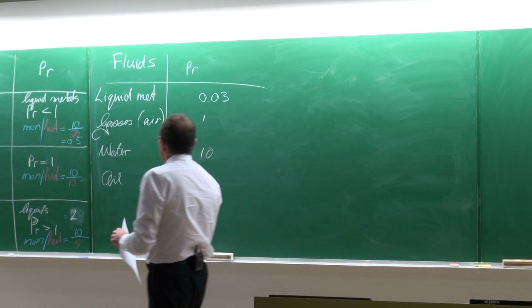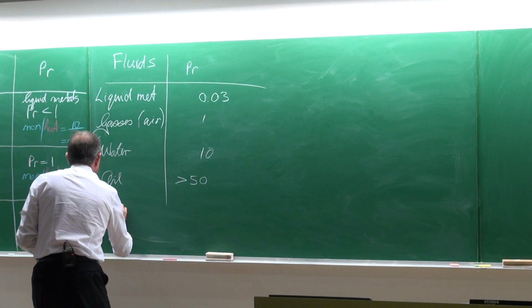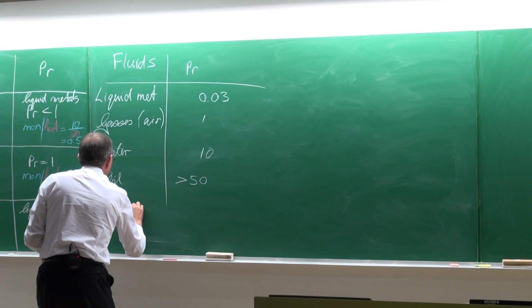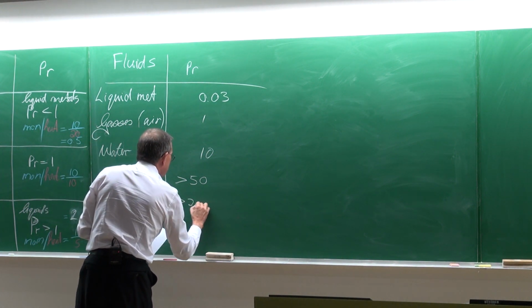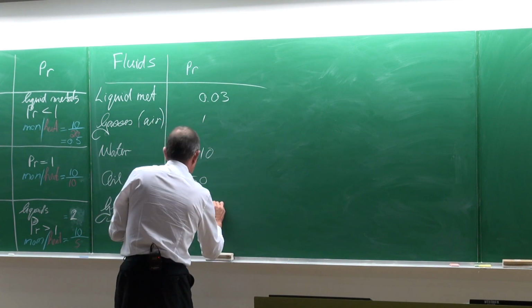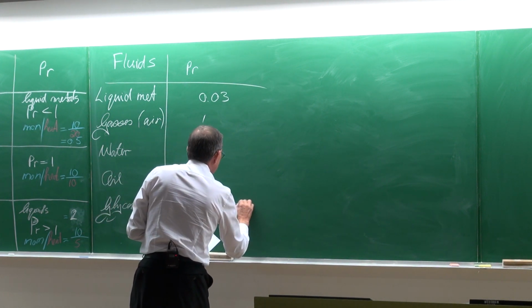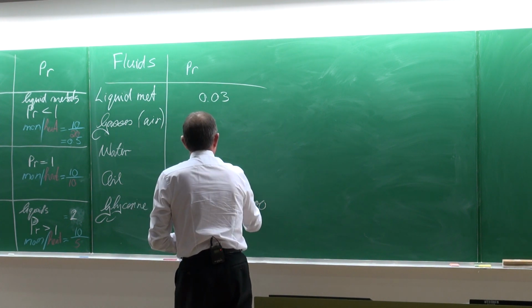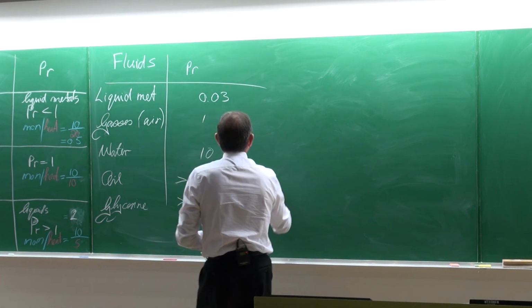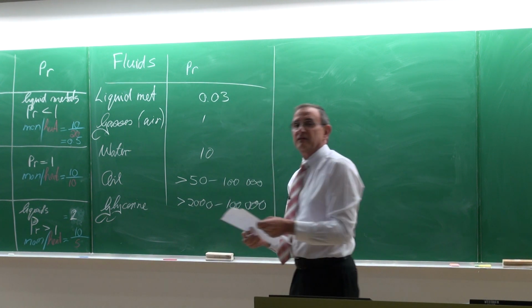And glycerine will have values of 2,000 up to 100,000. Oil can also have Prandtl numbers up to 100,000. Just to give you an indication.